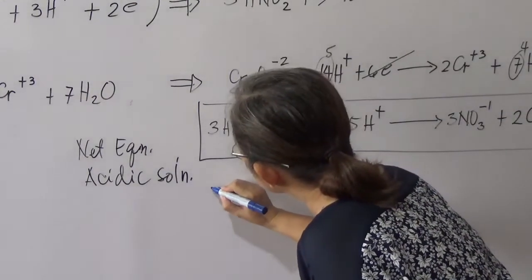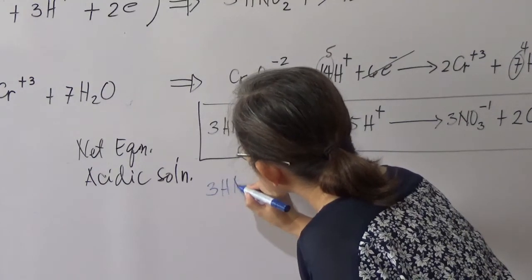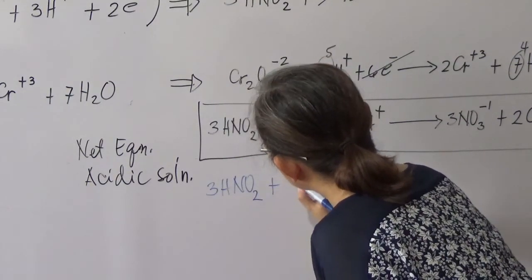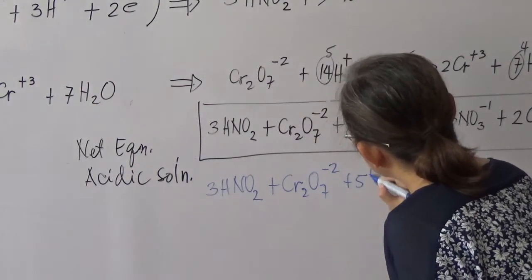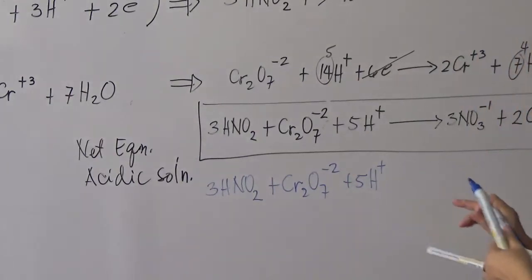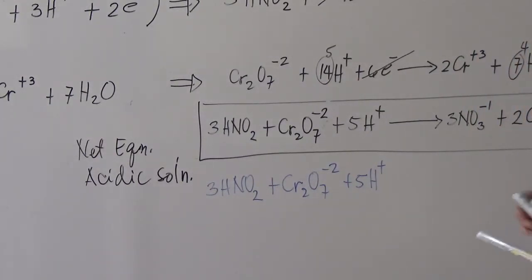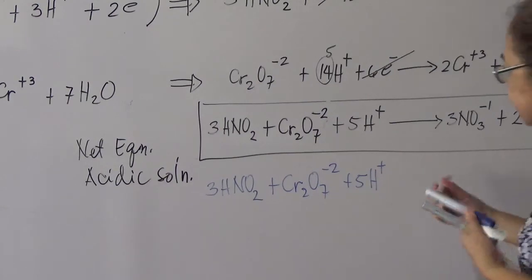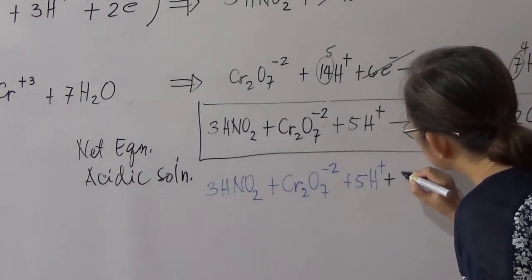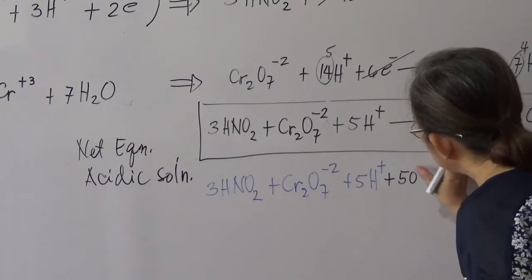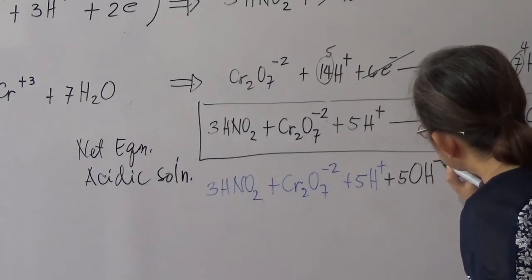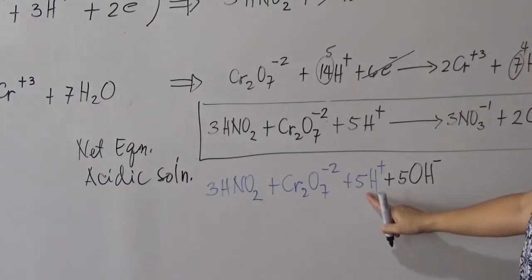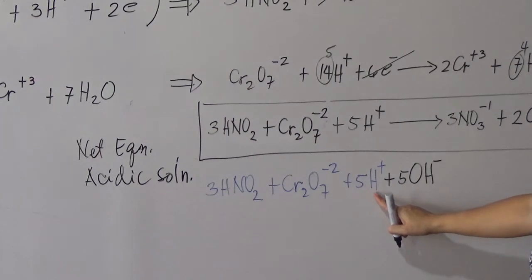So I will just rewrite this one. You will have 3 nitrous acid plus Cr2O7 negative 2 plus 5 hydrogen ion. Since you are going to balance it under basic solution and this is where the hydrogen ion is found, you are going to add OH ion, the same amount as the hydrogen ion. If you have hydrogen and OH, these two become water.